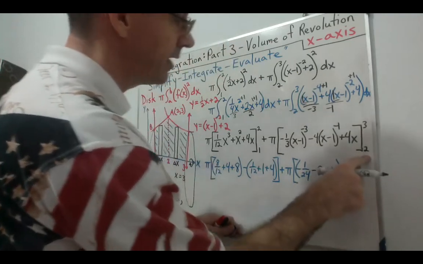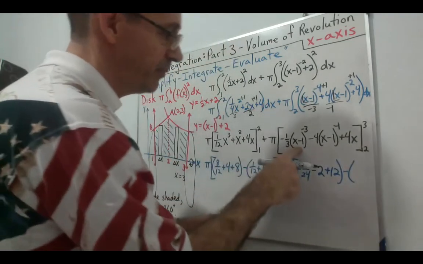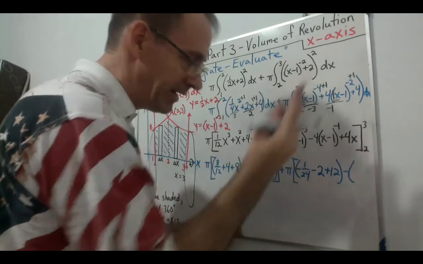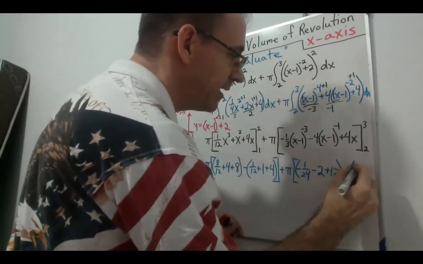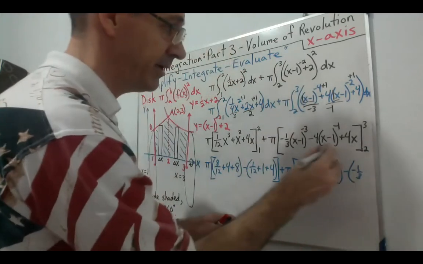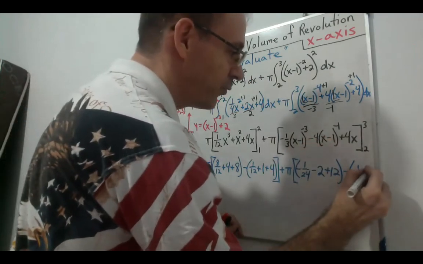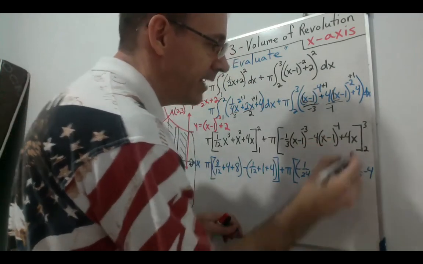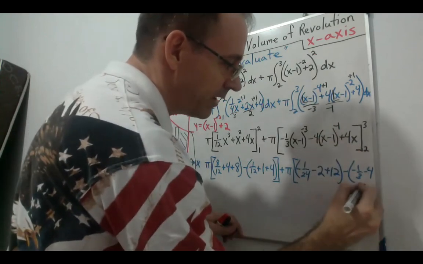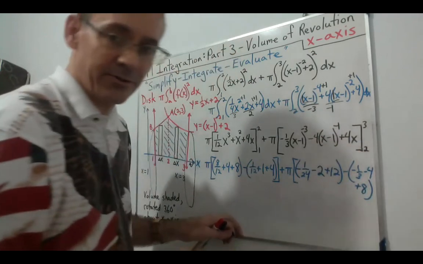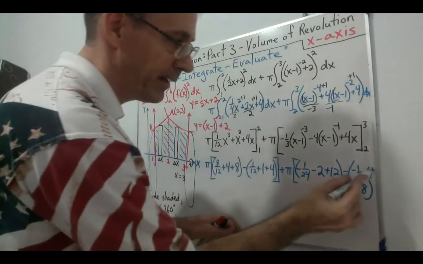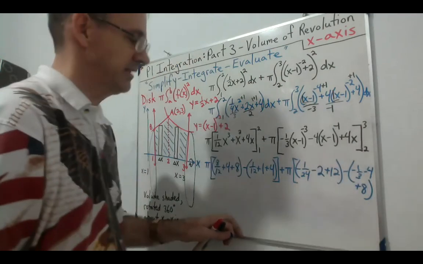Minus, and now we plug in a 2. 2 minus 1 is 1. 1 to any power is 1, so we get a -1/3. I'm running out of room here. 2 minus 1 is 1 again, so a -4. And then 2 times 4 is a +8. So I kind of ran out of room there. So a -1/3 minus 4 plus 8.